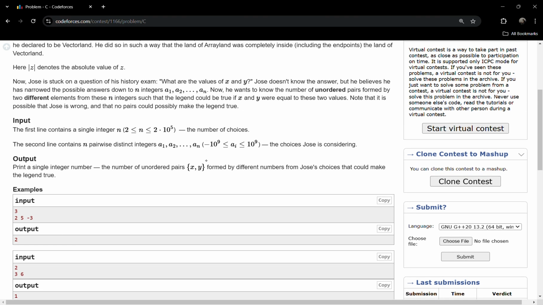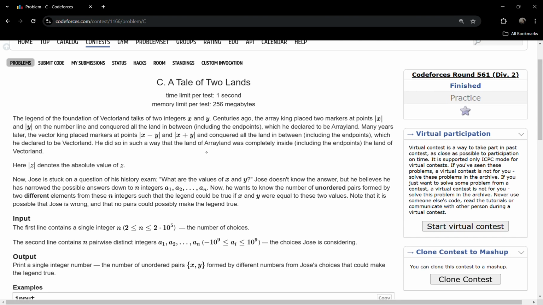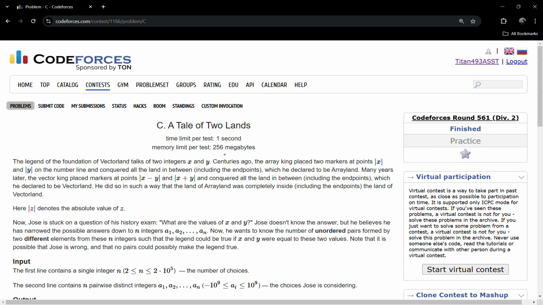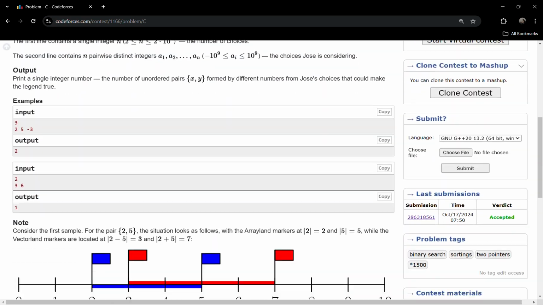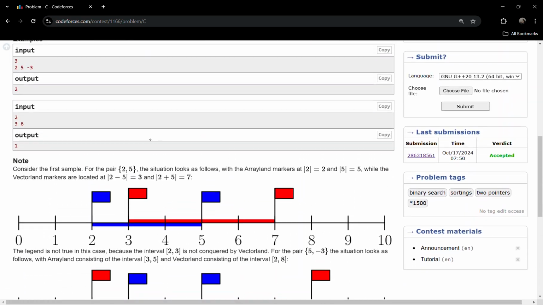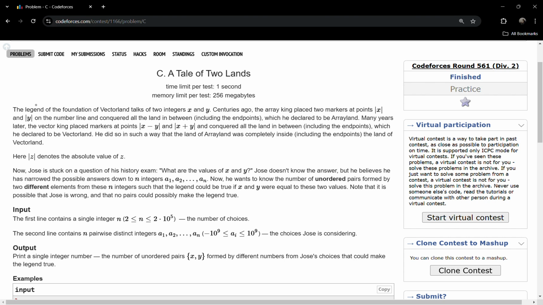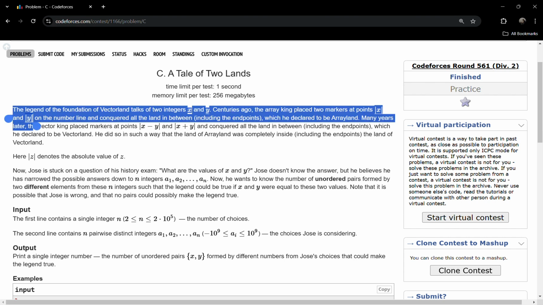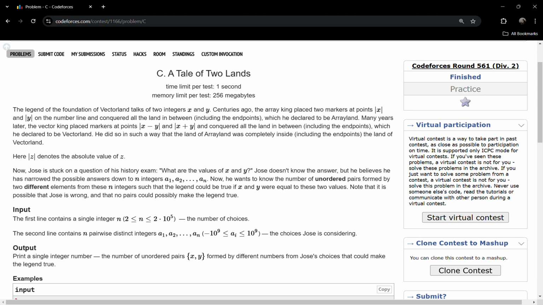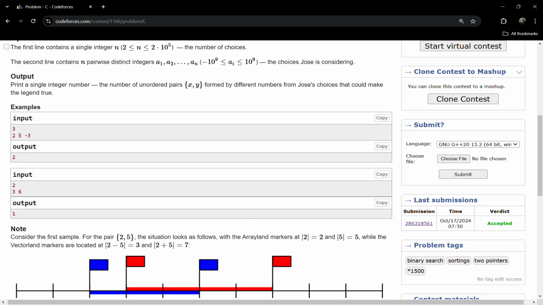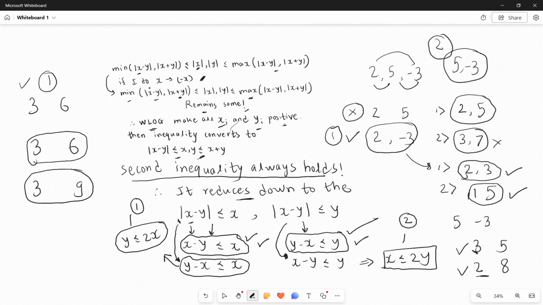So this way we have to count the unordered pairs of this x comma y, such that the given condition holds. So what we are going to do is make a quick observation.